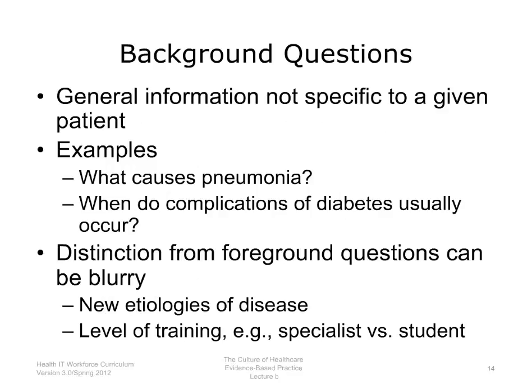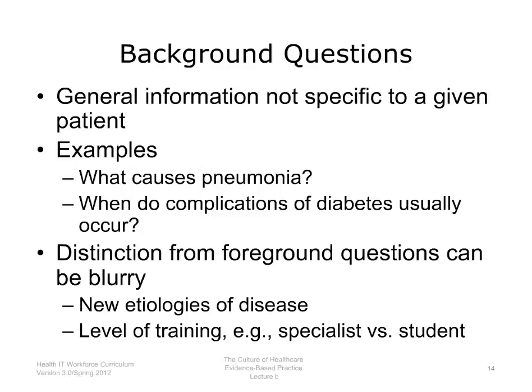Let's explore this further. Sometimes background questions ask for general information that is not specific to a given patient, such as, what causes pneumonia? What are the types of things that usually cause pneumonia, such as bacteria, viruses, sometimes chemical pneumonia, and other things? Another example question is, when do the complications of diabetes usually occur? How long does one have the disease before you start to see kidney problems, heart problems, etc.?